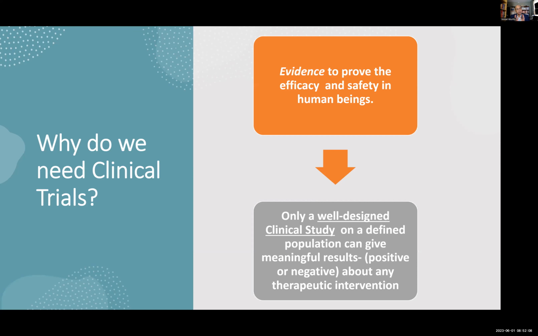That means a statistical programmer should be familiar with pharmaceutical knowledge, like what is metabolism, what is toxicology, a little bit about the basics. And at the same time, they should familiarize themselves with what is correlation, what is regression, what is analysis of variance, something like that. So a pharmacy student must learn a little bit about statistics, and a statistics person must familiarize themselves with pharmaceutical knowledge or regulatory affairs. Then only the industry is looking for people with that type of knowledge. That means interdisciplinary knowledge is required here itself. A well-designed clinical study on a defined population can give meaningful results, positive or negative, about any therapeutic intervention.